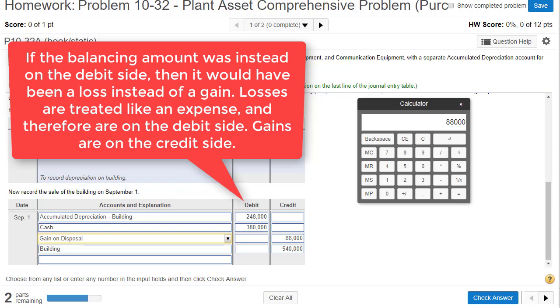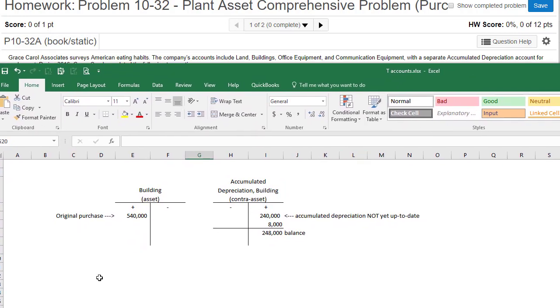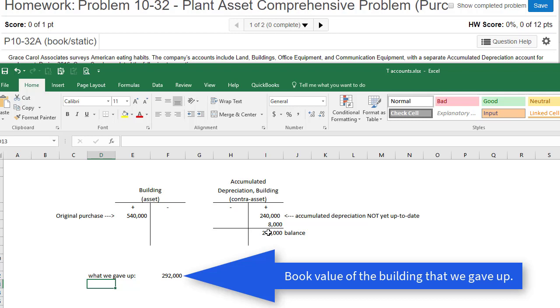The other way to figure out if that's a gain or loss is let's figure out what we gave up. So back in Excel, what did we give up? We gave up the building minus the accumulated depreciation. That's its book value. So we gave up $292,000 of an asset. Again, this is the book value of the building.